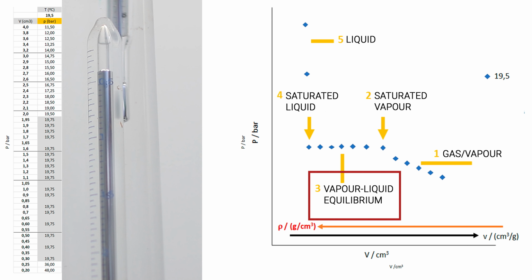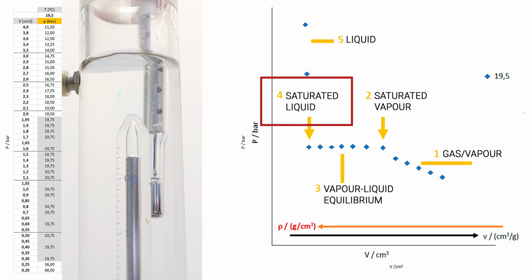A region in which the total density is increased, whereas pressure remains constant, and both liquid and gas phases coexist. The increase in the proportion of liquid with respect to that of the gas is translated into an increase of the total density. We can denominate this equilibrium region as liquid-gas region.